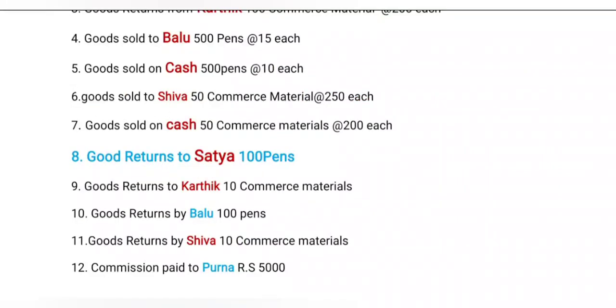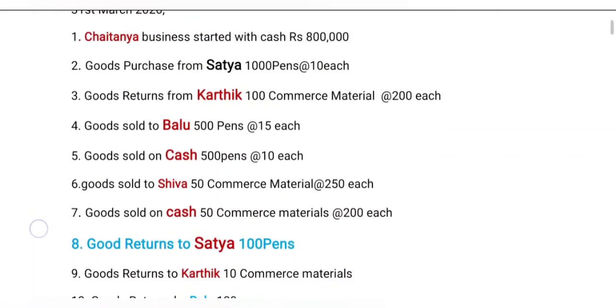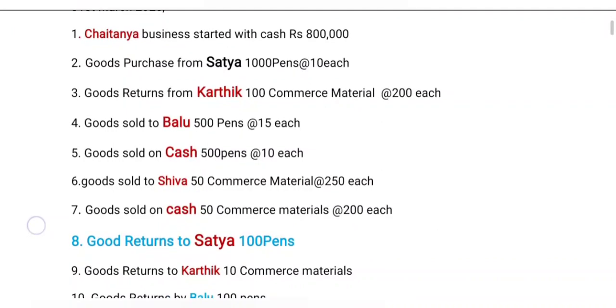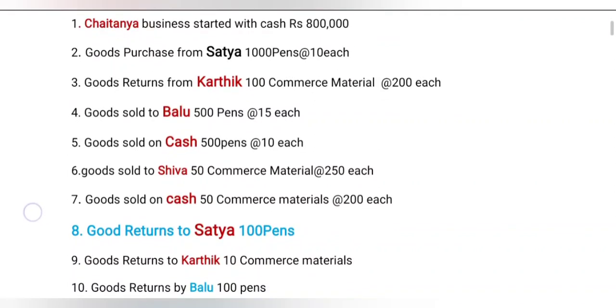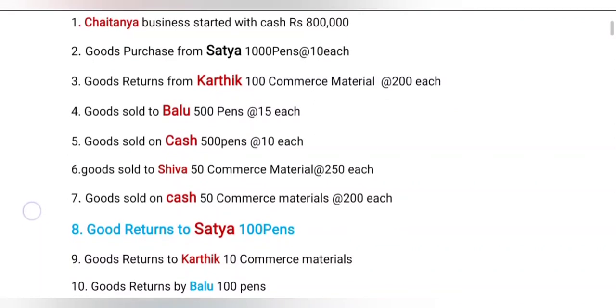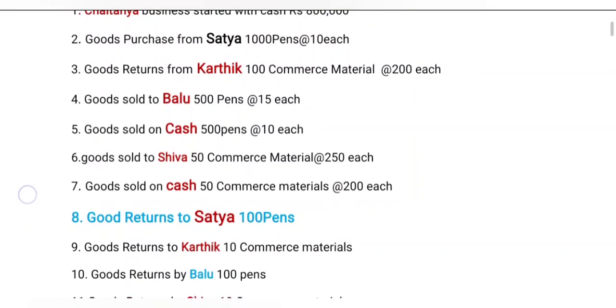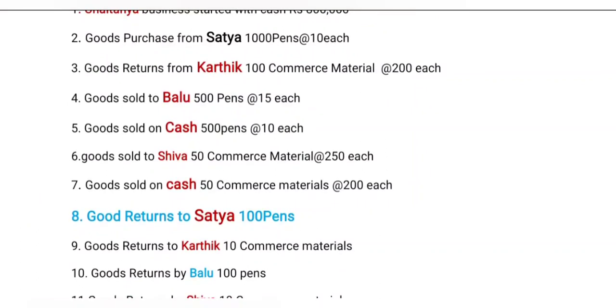Now we are coming to 8th March, goods returned to Satya, 100 pieces. Here first we identify whether Satya is related to purchase returns or sales returns. Going to 2nd March, goods purchased from Satya, so it is a goods return, purchase goods return. That's the reason we take it as purchase returns. Now we're going to prepare the goods returns account related to purchase.